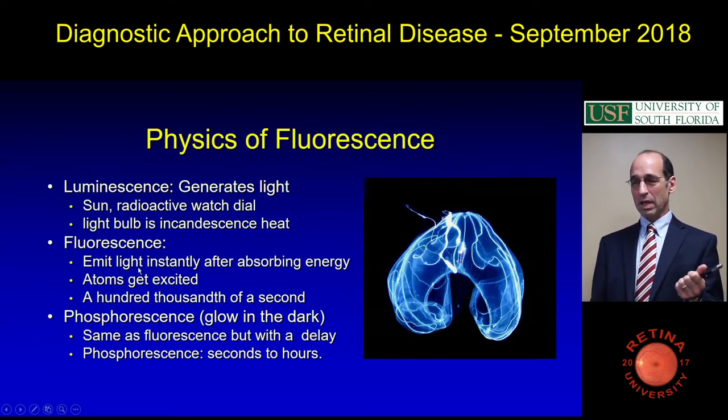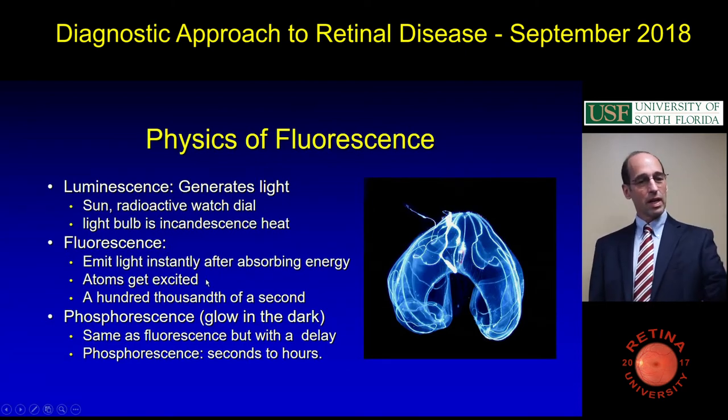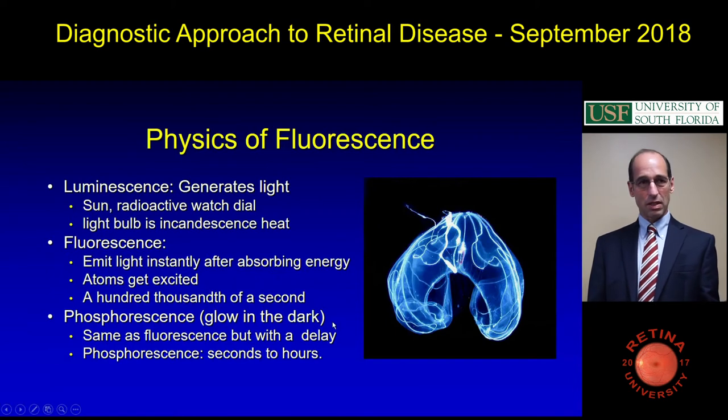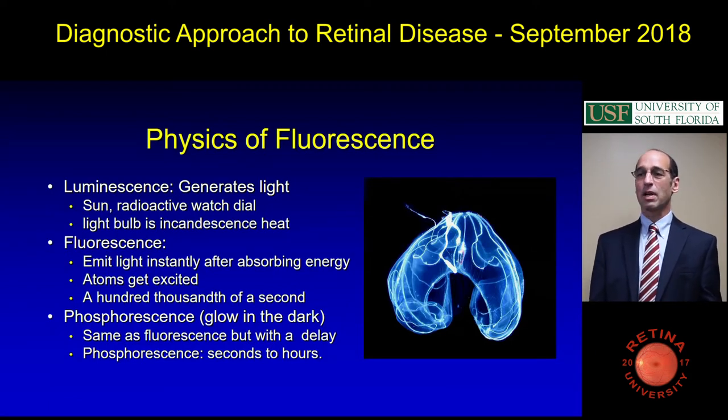Fluorescence is when things emit light after absorbing energy instantaneously. So pretty much you shine the light, it comes right back. And then phosphorescence is when things emit light later because the electron's excited, it's going down, but it's going down slowly. So that's like the glow-in-the-dark things on your watch dial.